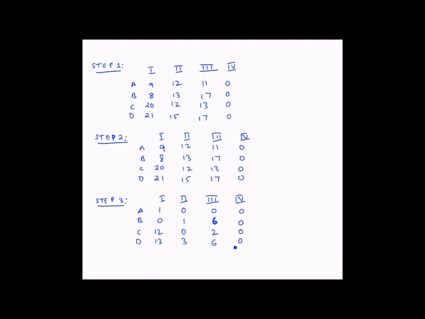So at this point let's find out if we have already reached an optimal solution or not. So let's move to step number 4 to find that out. So in step number 4, let's first copy the matrix that we had received at the end of step number 3.